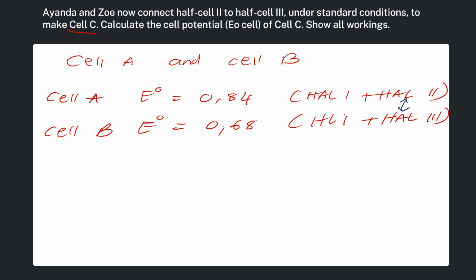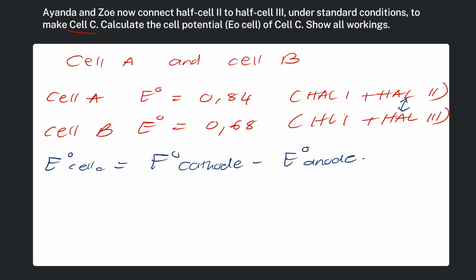And what we understand, very important as well, is that when we're calculating the cell potential, we still have the formula E node cell for C is equal to E node cathode minus E node anode, right? In other words, E reduction minus E oxidation, or E oxidizing agent minus E reducing agent, right? So we're going to look at it for both cell A and cell B.